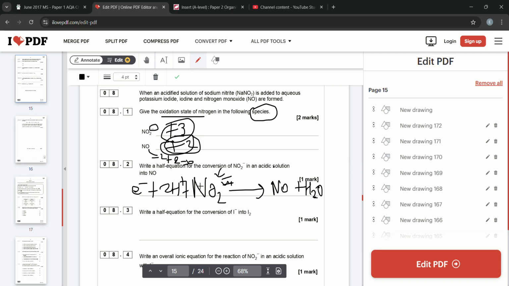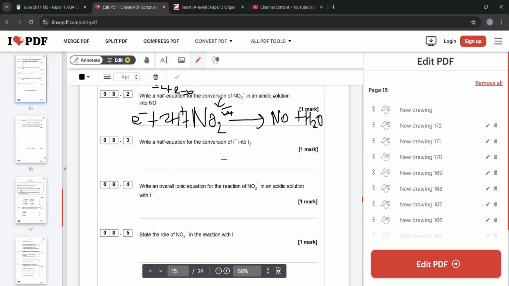Then write the half equation for the conversion of I minus into I2. Well, there are 2 iodines here, so you need a 2 here. But now there's -2 charge here and an overall charge of 0 here, so you need to add 2 negatively charged electrons. 2I minus arrow I2 plus 2e minus.